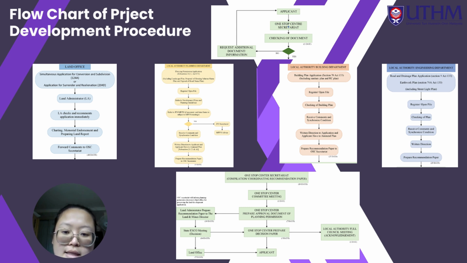In the next step, the applicant submits the project proposal and necessary documentation to the land office. The land office verifies the authenticity and accuracy of these documents by ensuring that the proposed development adheres to zoning laws and land use regulations. Once the land office is satisfied with the submission, they forward the approved documents to the local authorities planning department for further review.